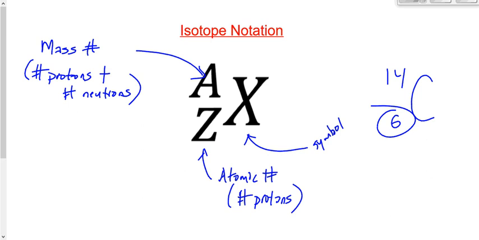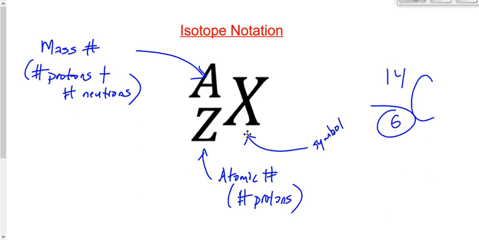You want to find the number of neutrons? Well, it's a little bit harder, but still not too bad. You just have to do a little subtraction there. 14 minus 6 is 8. Never use that decimal number that appears on your periodic table. It's always a whole number that would be given to you.